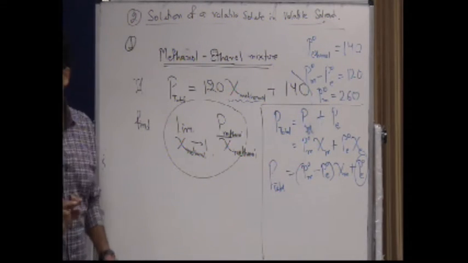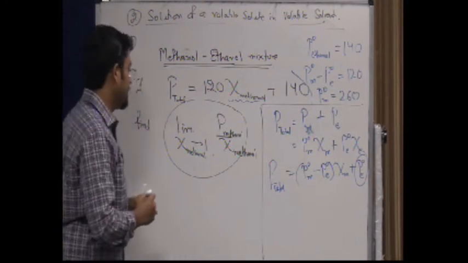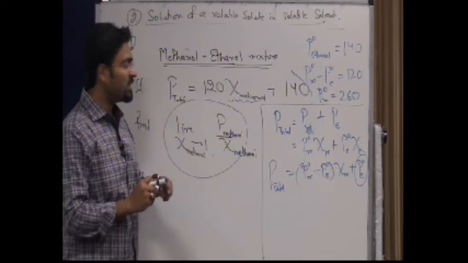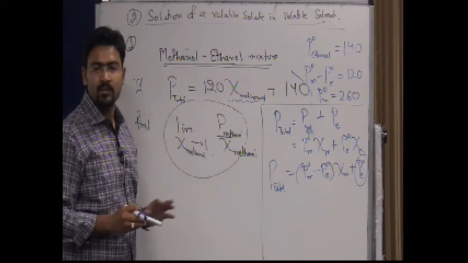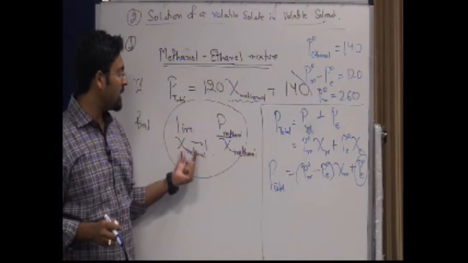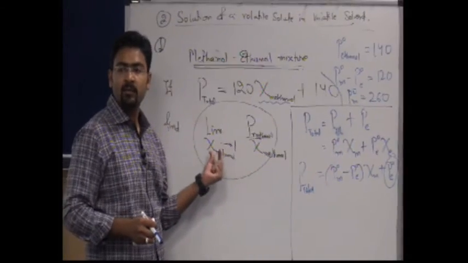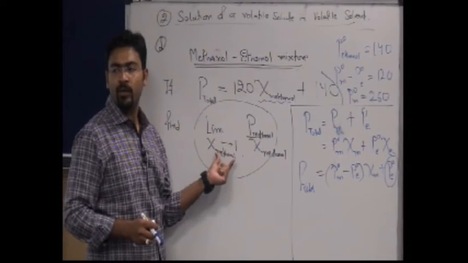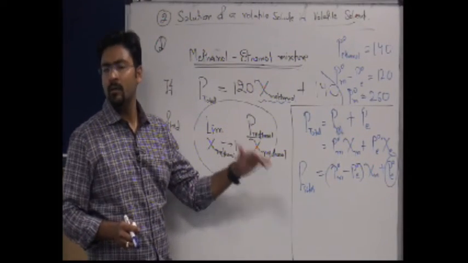Is it okay here? Have you got it? Great. Now, what does this complex expression mean? This seems very complex, but it's very easy. It says, what is the value of this expression when the value of mole fraction of methanol tends to 1? So how do you solve it?